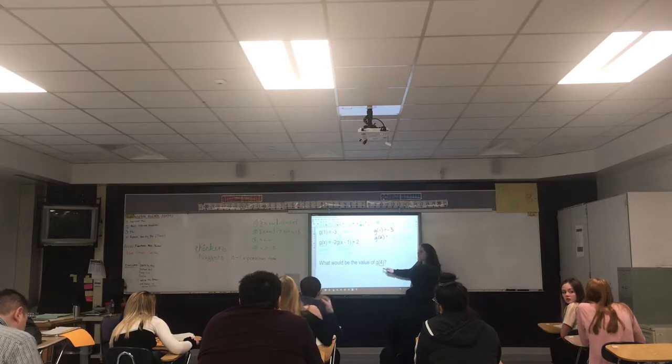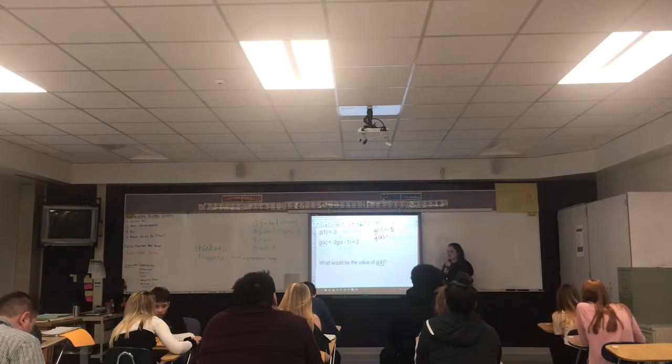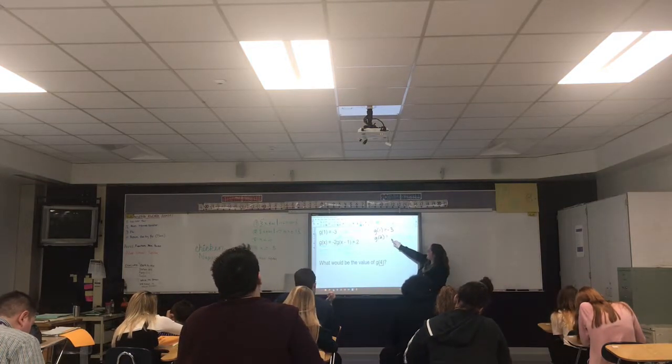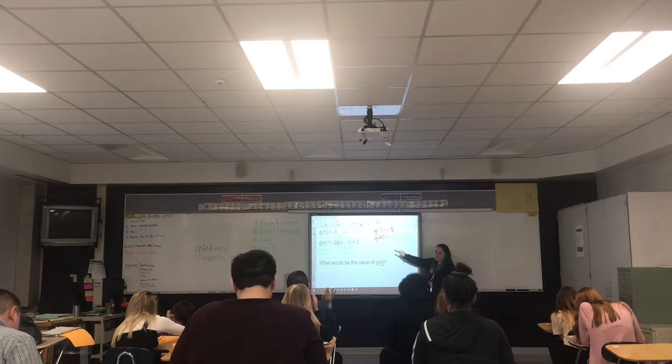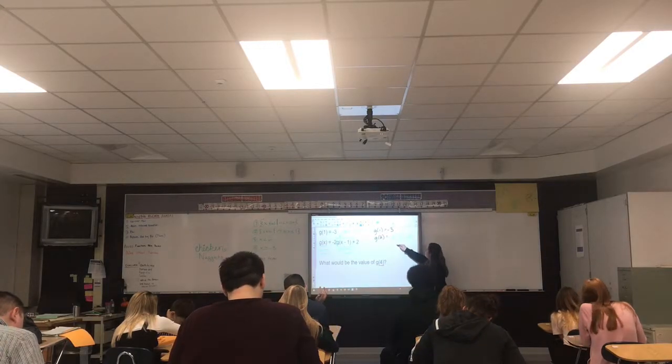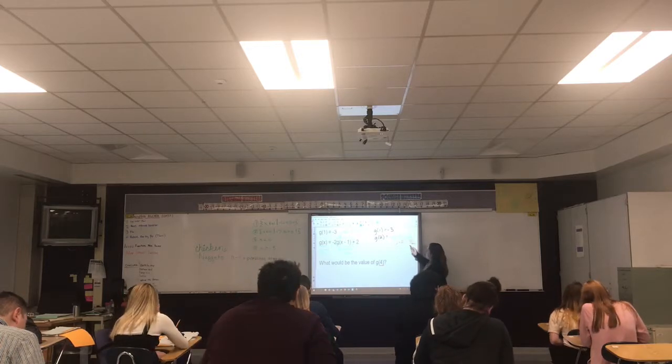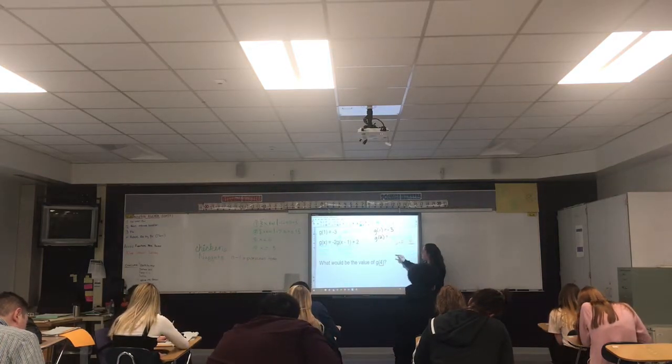If you just plugged 4 in, you did not do it correctly because a recursive function is based off of your previous term to get your current term. Okay? So from here, we've got to do math. Negative 2 times negative 3 is 6, plus 2 equals 8. So g of 2 comes out to be 8.